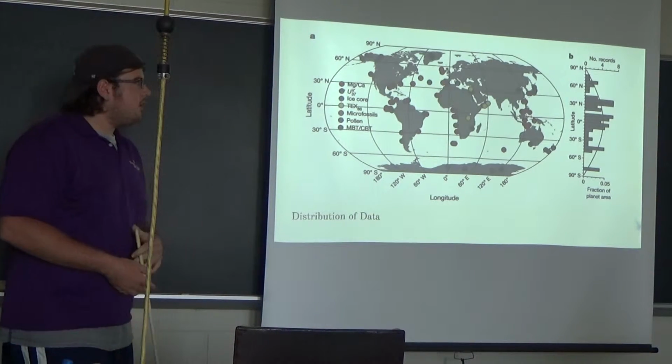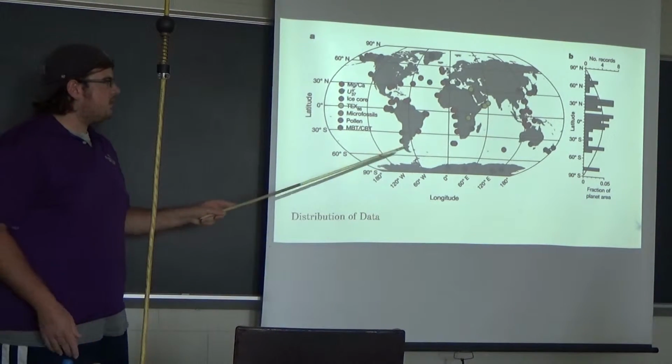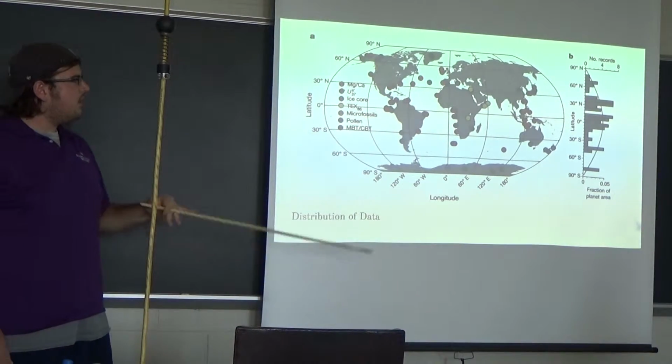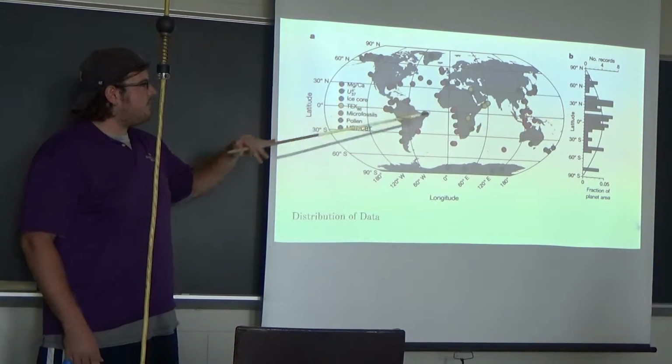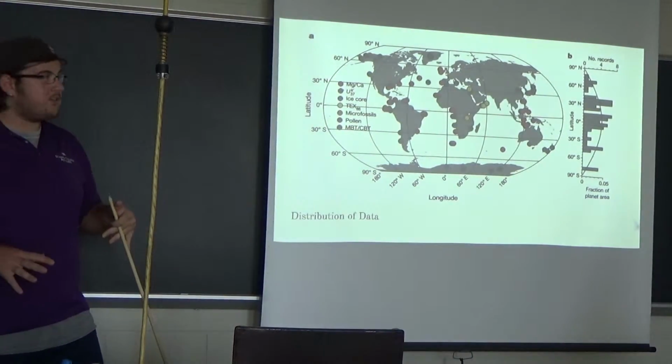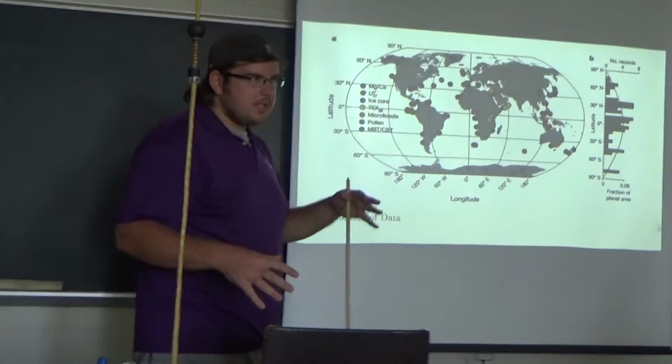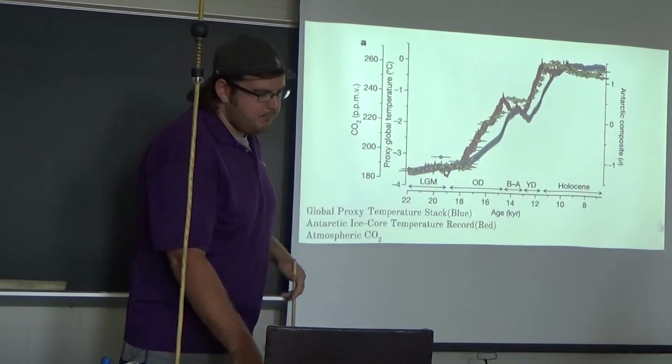So their data largely came from 80 core sites that were taken from all over the world, including some ice cores in Antarctica and Greenland, as well as cores from the deep ocean as well as on the land surface from all over the world to give an average idea of what the world looked like at the time.